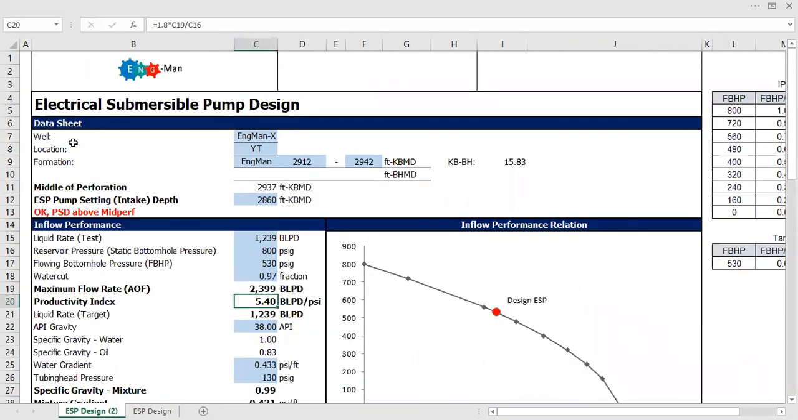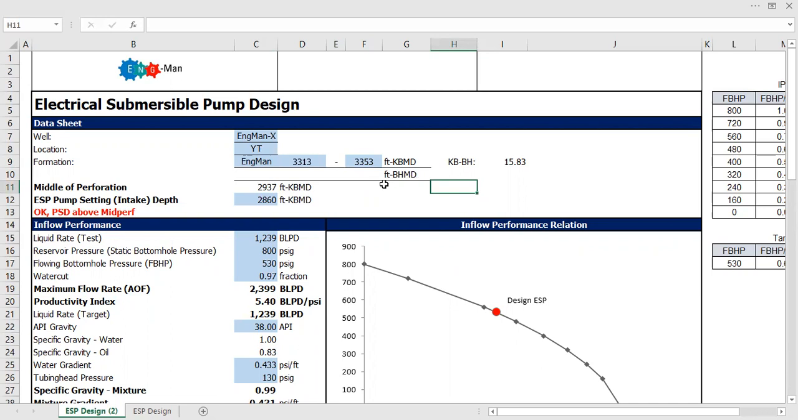All right. So the well is Eng-Man dash X. This is the name of the well. It's an imaginary well, of course. Location YouTube, something like that. Formation Eng-Man. And the perforation, now my perforation is located at 3300 to 3300. Okay, so KB is Kelly bushing, BH is Braden head, or the wellhead location. So the distance from Kelly bushing to the wellhead is around 19.83 foot.